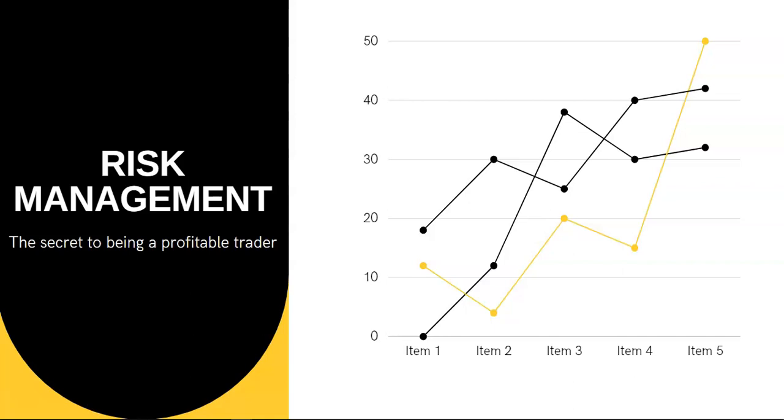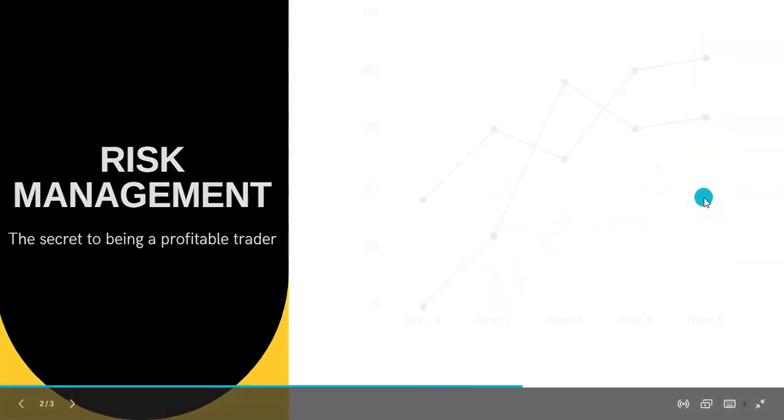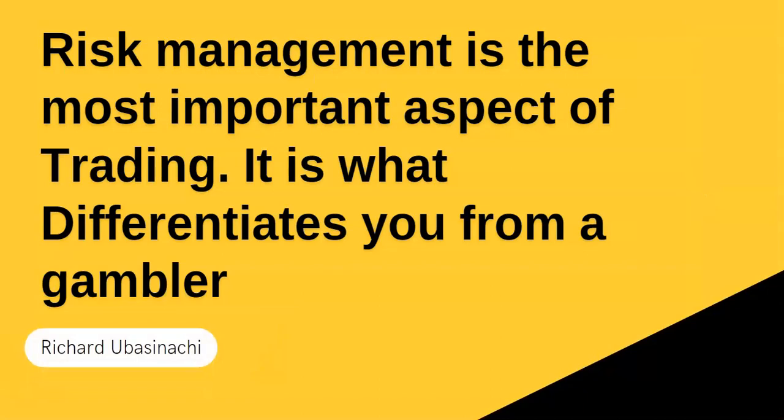We are going to discuss risk management in trading and in investment, especially in trading. But when you learn it in trading, you apply the same principle in your investment. Risk management is very important, and it is what differentiates you from a gambler. If you want to be a profitable trader, you have to learn how to manage your risk. Risk management is the most important aspect of trading. That's what differentiates you from a gambler, like I said before.